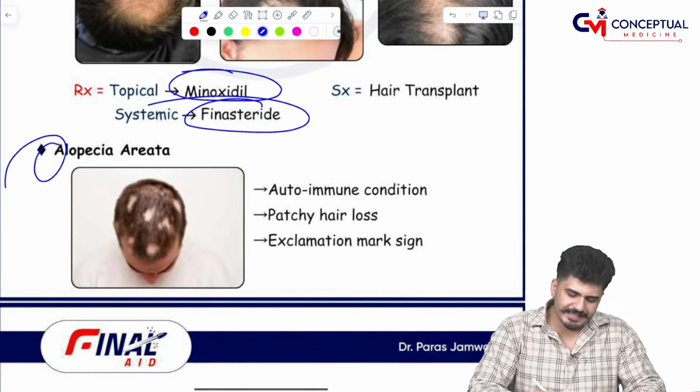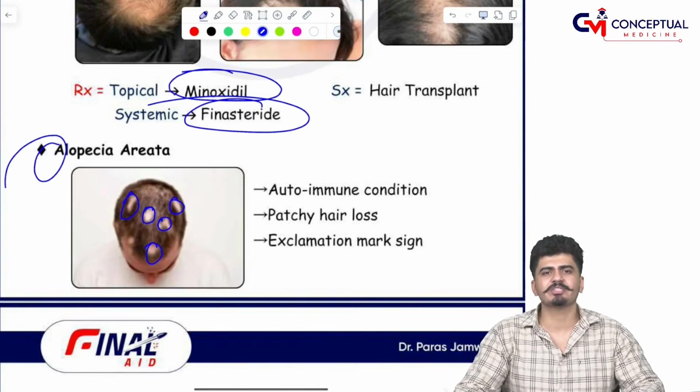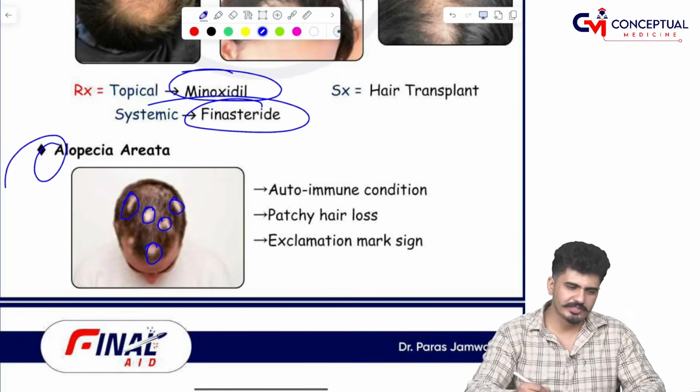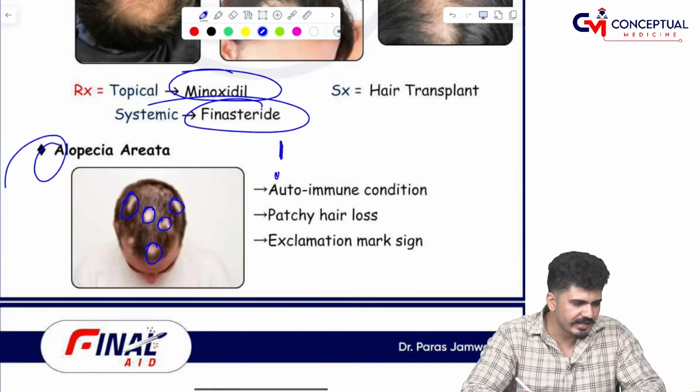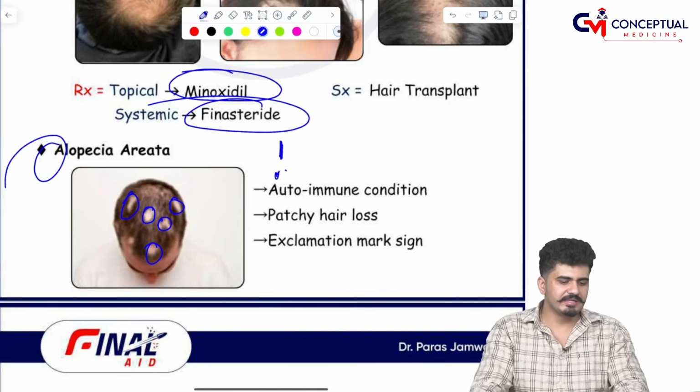Then coming to alopecia areata. In alopecia areata there is going to be patchy hair loss. This is an autoimmune condition. And also the hair you are going to see right here is the exclamation mark hair.